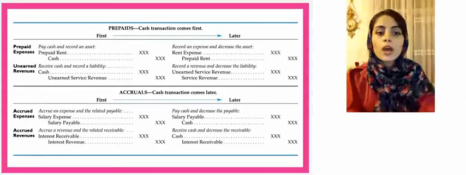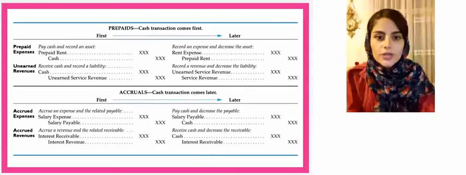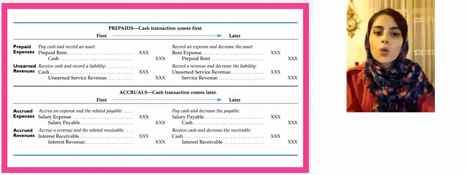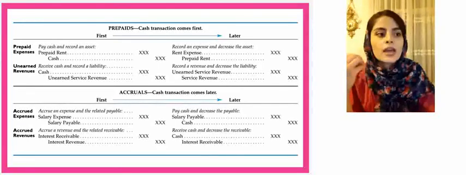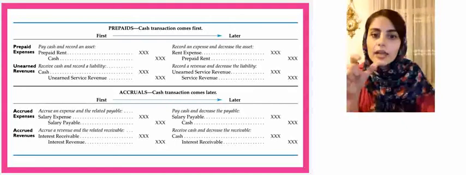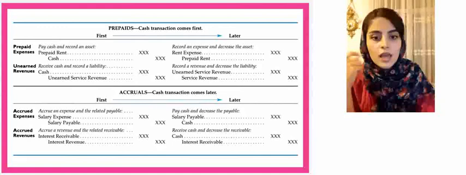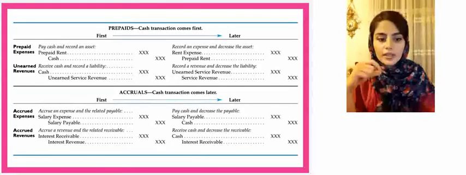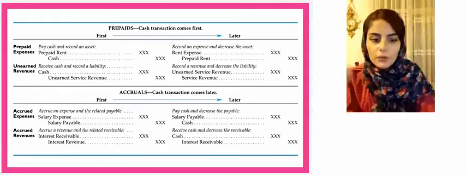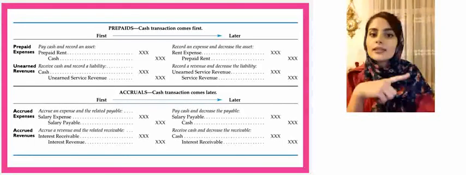In this part, we have unearned revenue. For unearned revenue, we receive cash and record a liability, which is cash and unearned service revenue. And later, we have unearned service revenue and service revenue. We should record the revenue and decrease the liability which was created before.